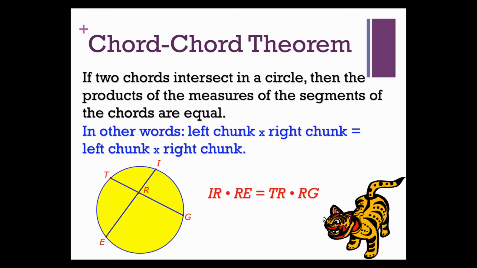There are four pieces of information we're looking for. The left chunk of one chord, the right chunk of the same chord, the left chunk of the other chord, and the right chunk of the second chord. You need 3 of the 4 pieces of information. In a lot of these slides, you can pretty much forget about the black writing. What color is that? Blue. The blue is what you're going to want to use. Left chunk versus right chunk equals left chunk versus right chunk. And again, notice I didn't use the word half because it's not split in half.